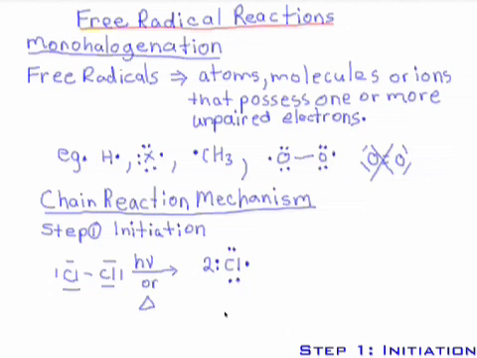The next step is that this radical can attack an alkane that is present. This step in the chain reaction mechanism is known as the propagation steps, and there's often more than one step connected to it. So let's take a look at the propagation steps. So step 2, propagation steps.